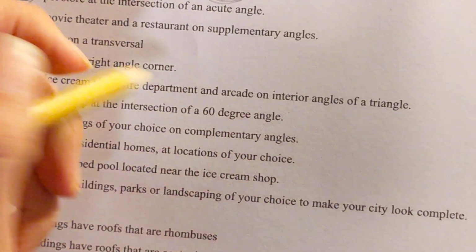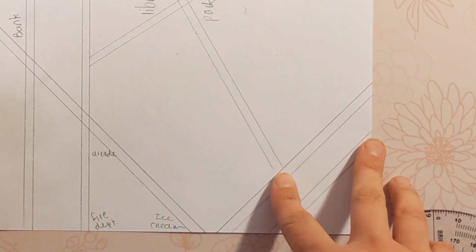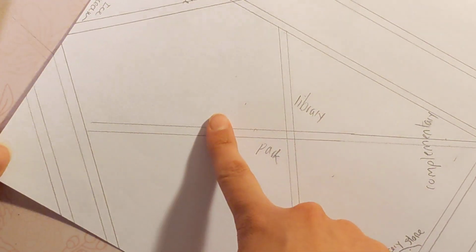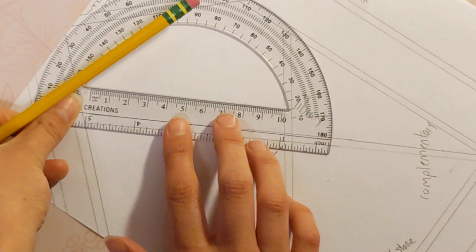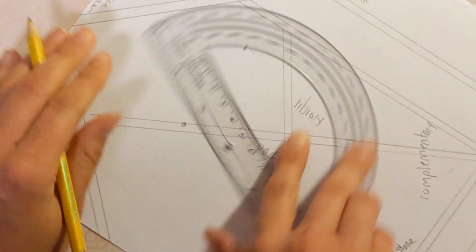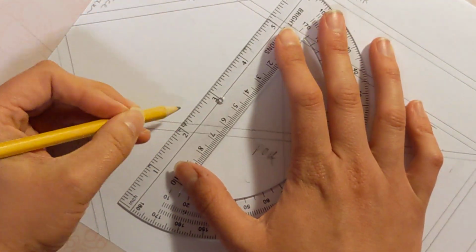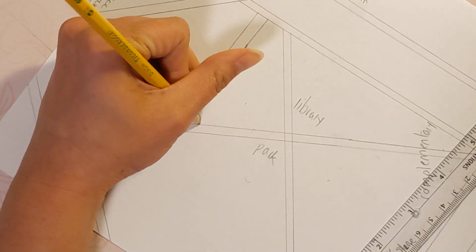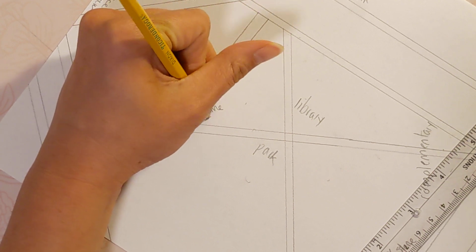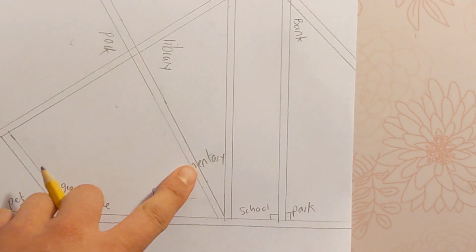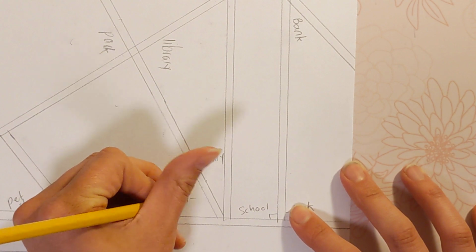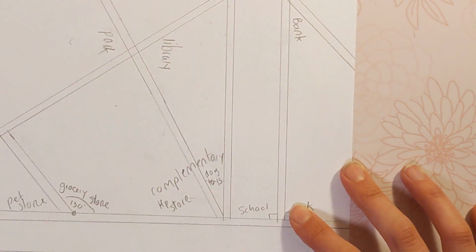A game shop at the intersection of a 60-degree angle. So maybe I'll take here. Buildings of your choice on complementary angles. Got that.